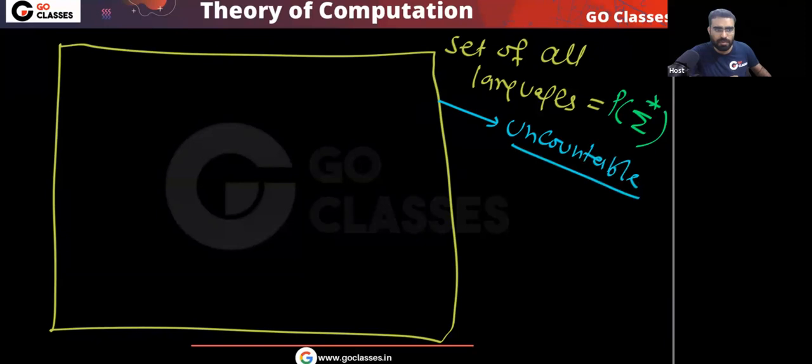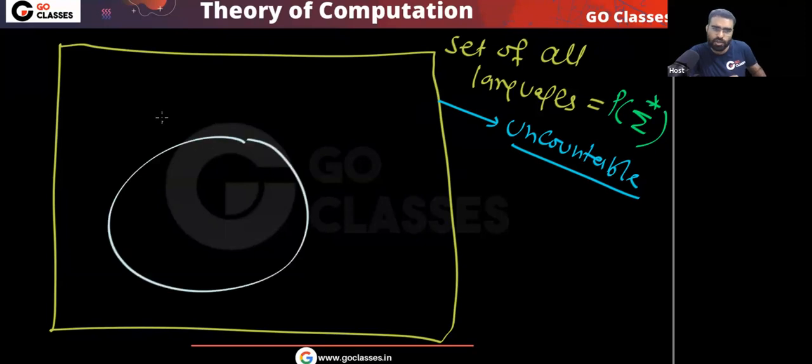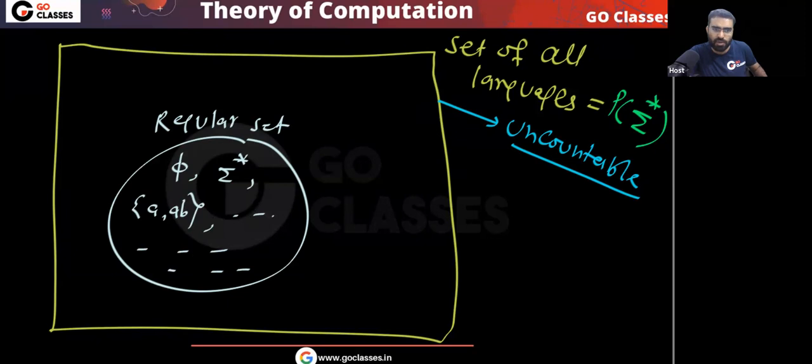Now, here you have some regular languages, correct? Let's assume this is the regular set, which means here you have regular languages. For example, this language is a regular language, and so on. So these are the regular languages. Now, this is countable.